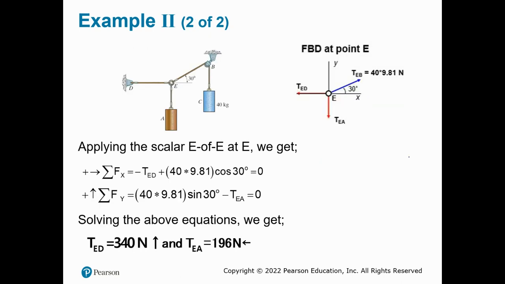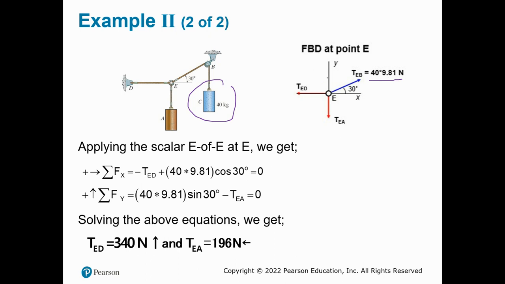So you take that 40, multiply by 9.8, that will give you the weight of the tension from BC, and that is the same tension as your EB. So that's why tension of EB equals 40 times 9.8.